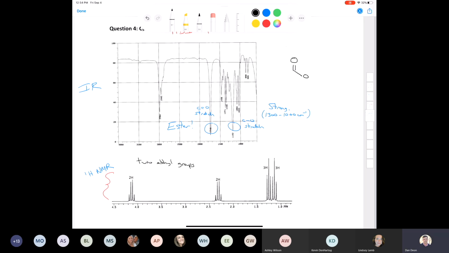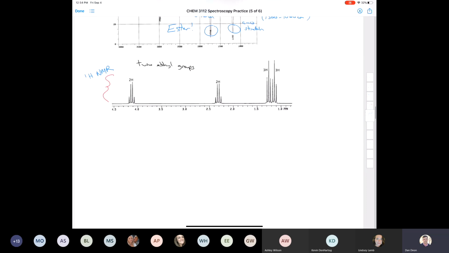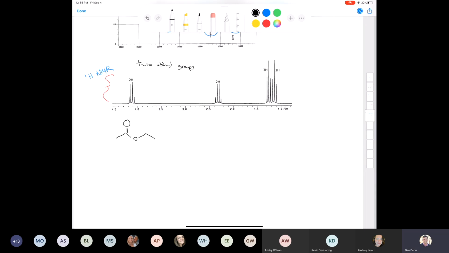That would mean we'd have one over here, and we'd have one over here, like that. Now let me move down a little bit and see if that makes sense. Okay, so I'll redraw the structure. This ester would be called ethyl propanoate or ethyl propionate. All right. Now, does this seem reasonable?